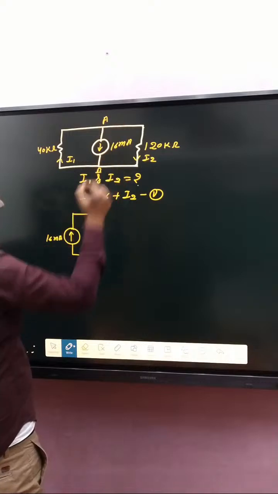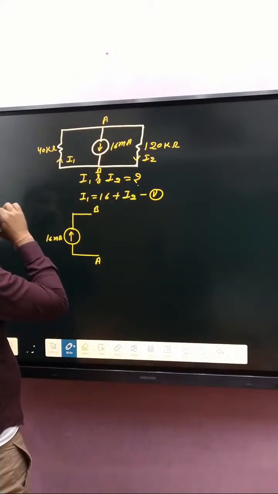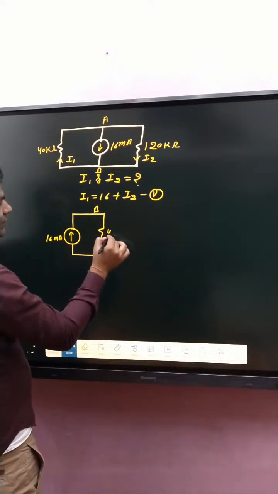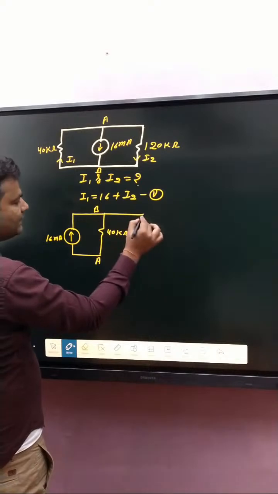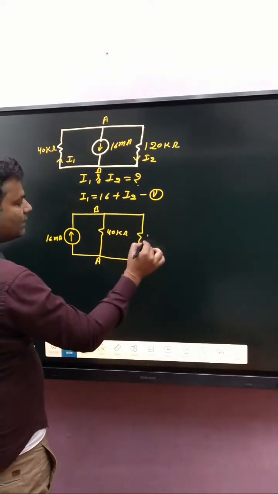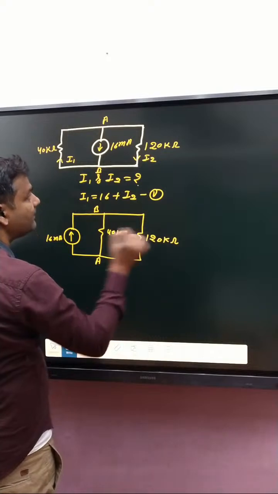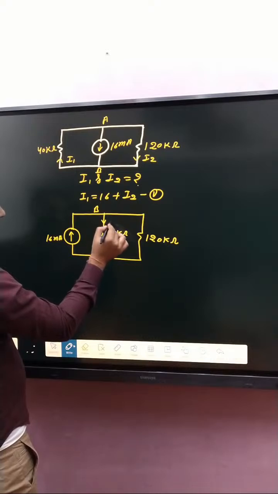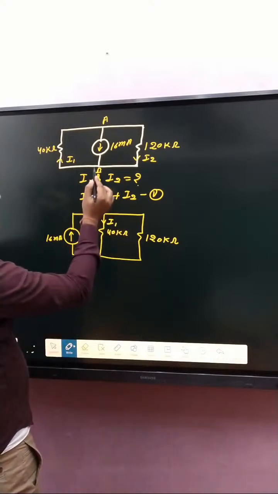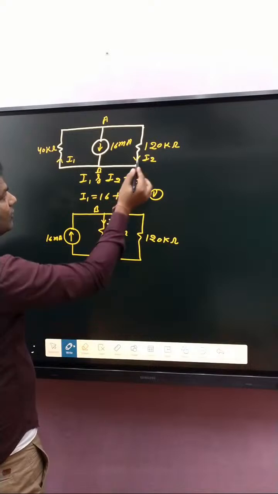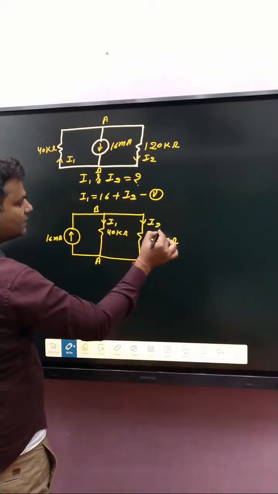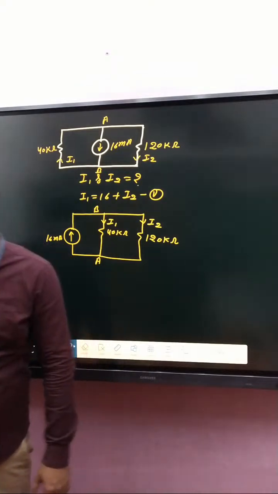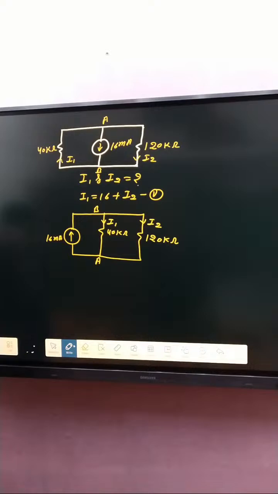Current direction is A to B. After that, make this one 40 kilo ohm and that one 120 kilo ohm. Direction B to A is I1, and A to B is I2. We are focused on I1 and I2. So how can we determine I1 and I2?